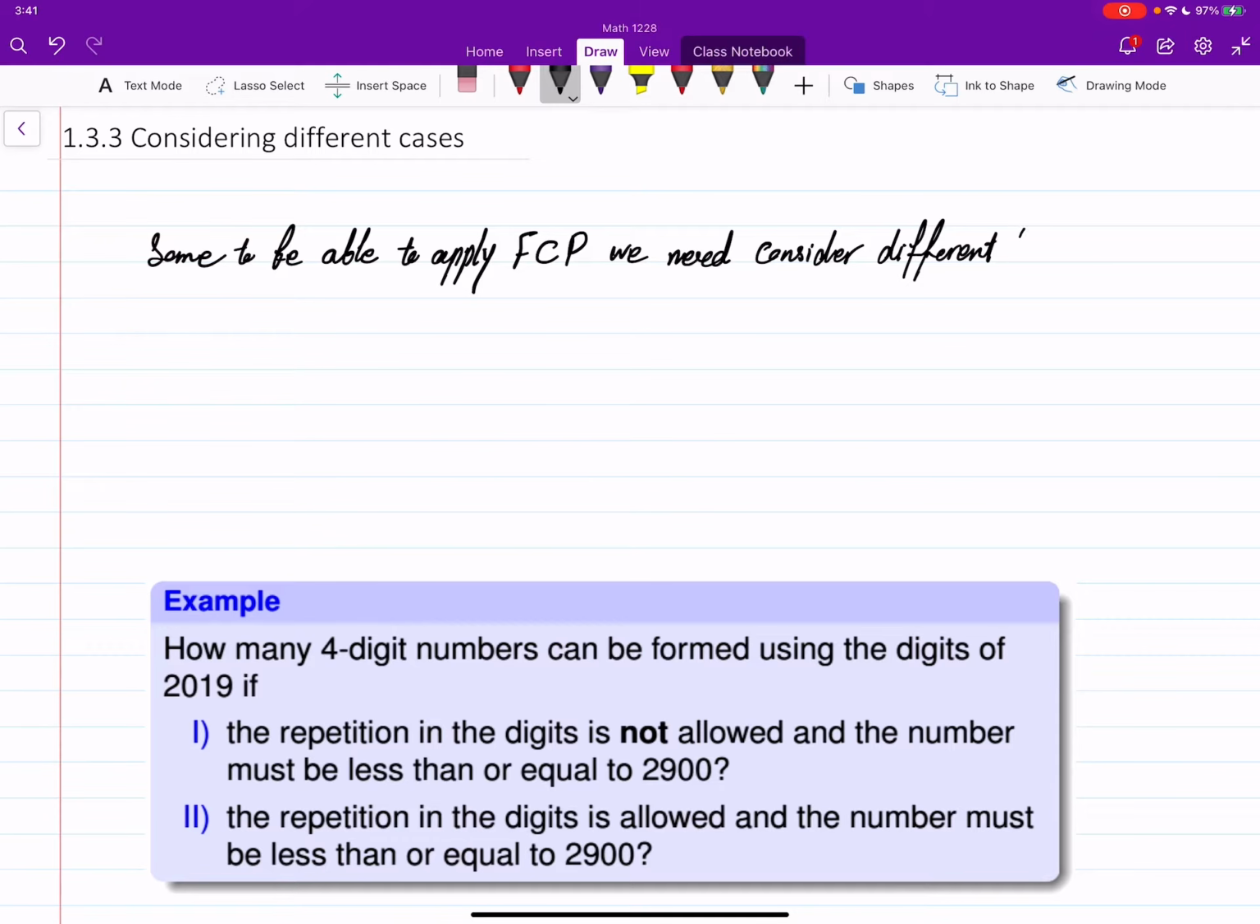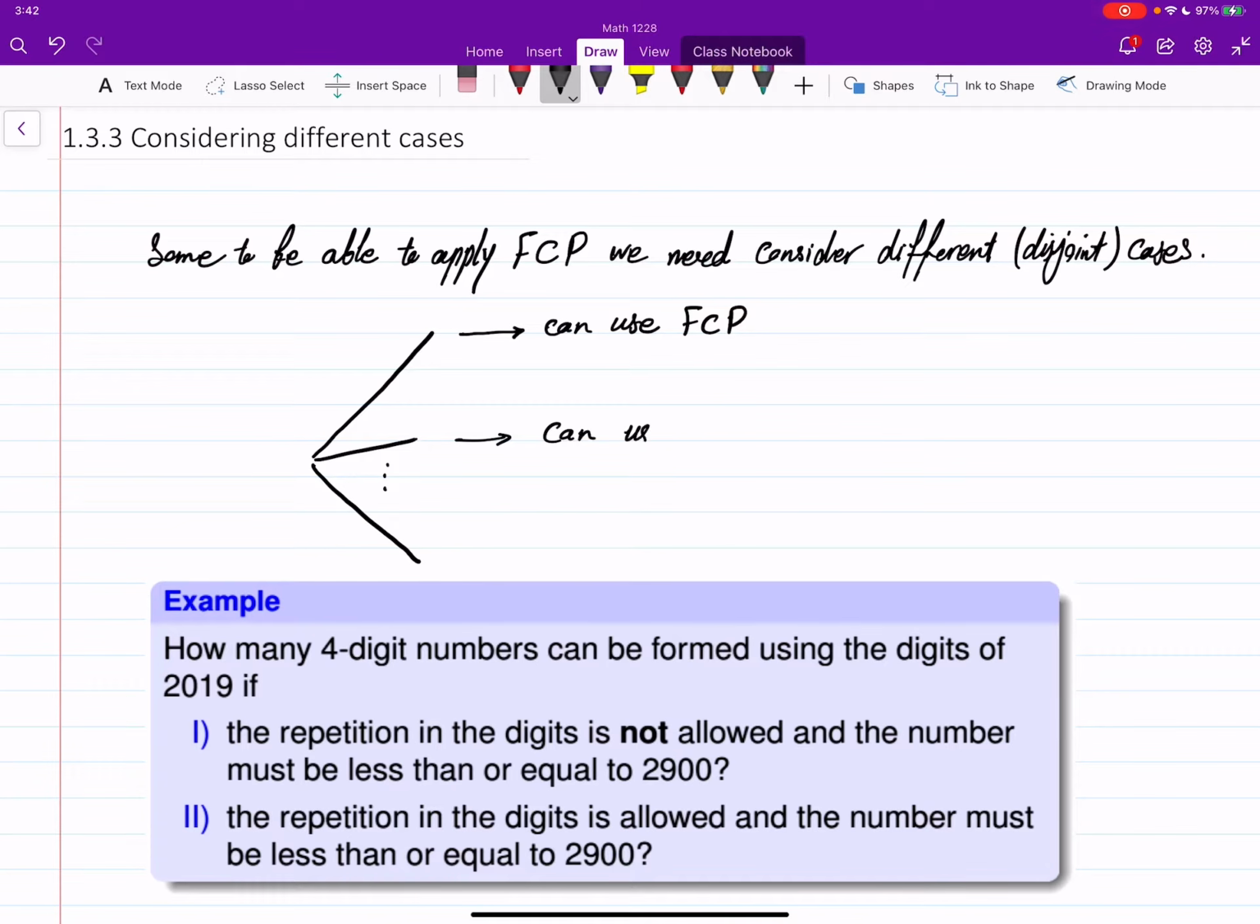I will write disjoint cases, meaning that they won't have any overlap. So I would like to say that we will form a tree like that. Then on each branch you can use the fundamental counting principle. So that is basically your art of counting, how to separate these things.